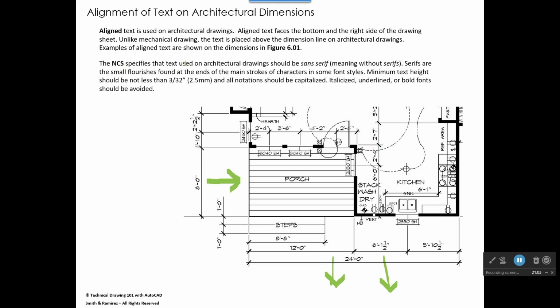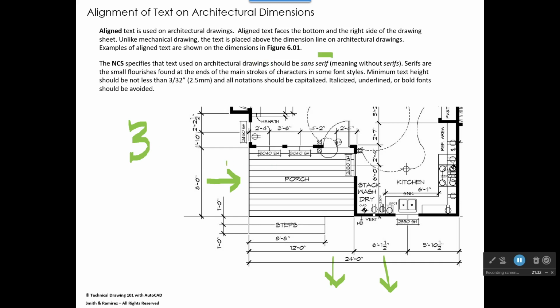The National CAD Standard specifies that the text used on architectural drawings should be sans serif, which means without the little marks. So let's see, I'm going to make a 3 over here. If you had those little marks on there like that, those are serifs. The National CAD Standard says you should use a Gothic style of font, so you could use Arial or Tahoma or something like that.